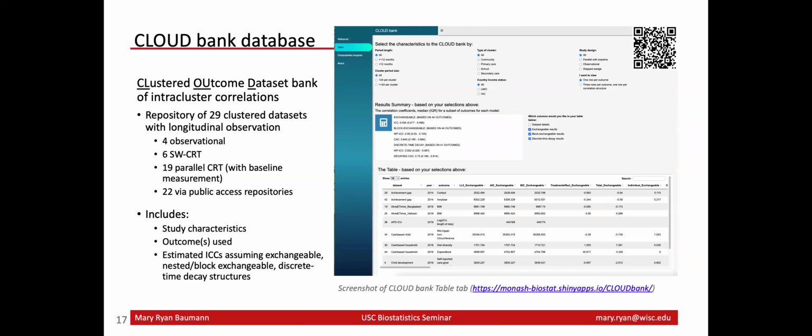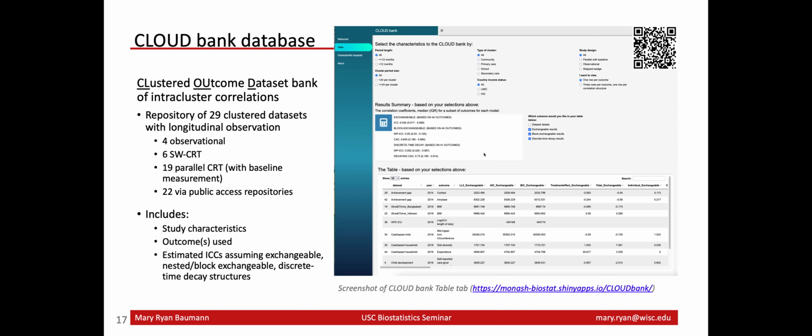So the CLOUD Bank database, we have QR codes up in the top corner for people that are interested, is this really neat Shiny app that's been put out. That's the Clustered Outcome Data set Bank of intercluster correlations. It's basically a repository of 29 clustered data sets that have longitudinal observation. And they've done a really nice job of categorizing these data sets by the types of trials that they were done under, as well as the lengths of time that they were observed, the types of clusters that they were including, and the conditions in which that trial was conducted.